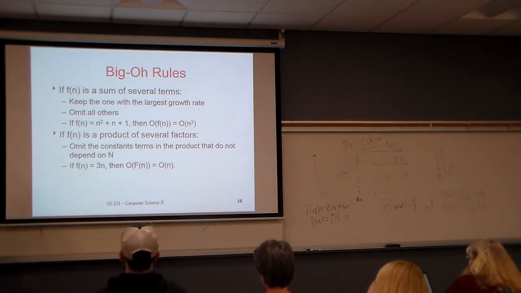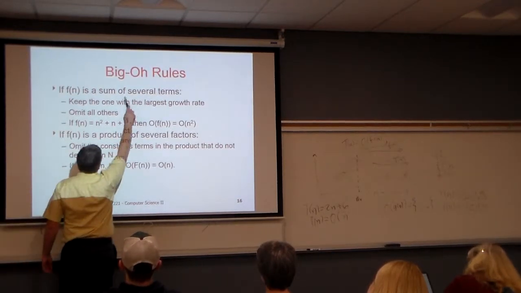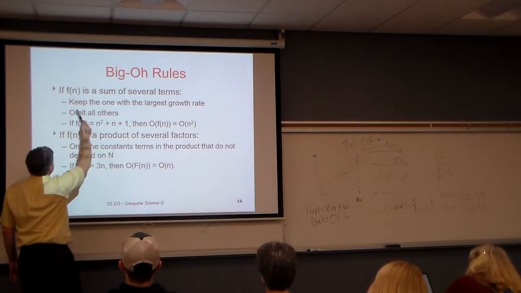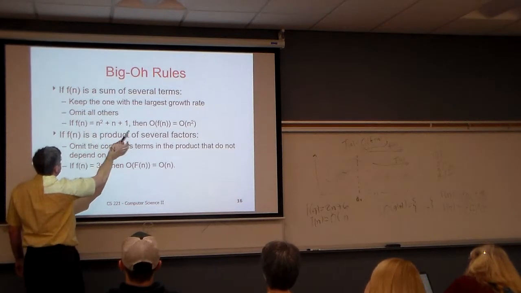All right, so what does this mean? This is just a reiteration of what we were just talking about. For instance, f of n is a sum of several terms, and we keep the one with the largest growth rate, omit the others, and then what we end up with is this.